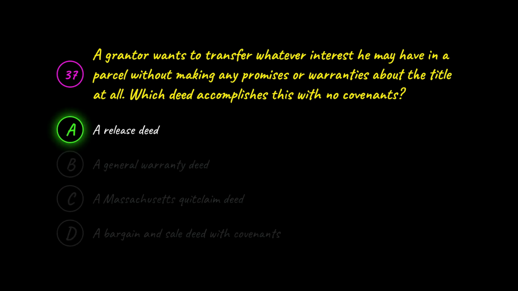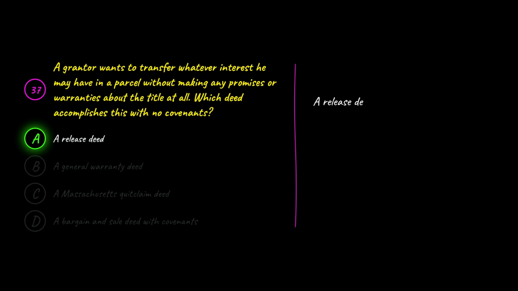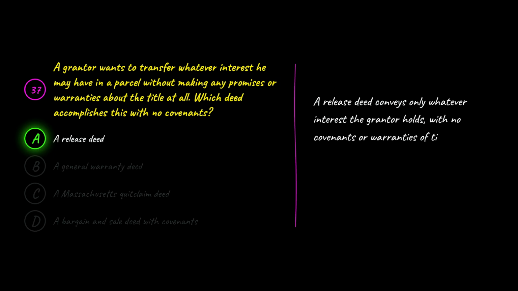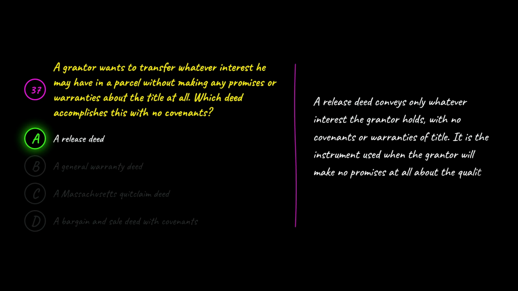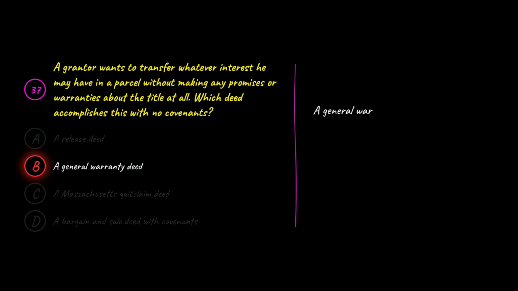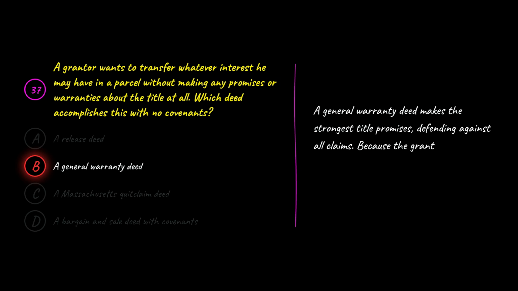The correct answer is A. A release deed. A is correct because a release deed conveys only whatever interest the grantor holds, with no covenants or warranties of title. It is the instrument used when the grantor will make no promises at all about the quality of the title. B is wrong because a general warranty deed makes the strongest title promises, defending against all claims. Because the grantor wants to give no warranties, this fully protective deed is the opposite of what is needed here.